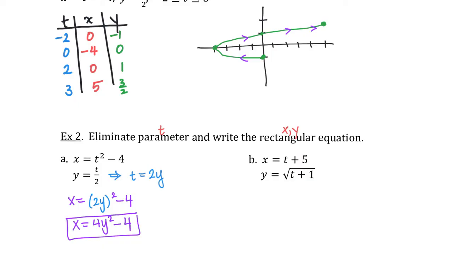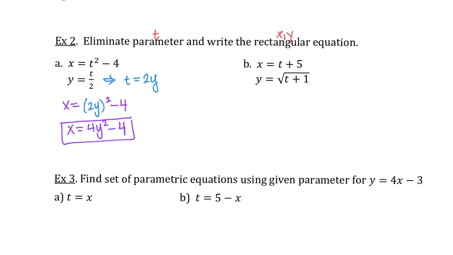The only problem is I have lost my direction. So without parameter t, I don't have a direction anymore, which is why we don't normally eliminate it unless we can figure it out without it. Let's do that same process with the next one. I'm going to eliminate the t so I can write it in rectangular form.